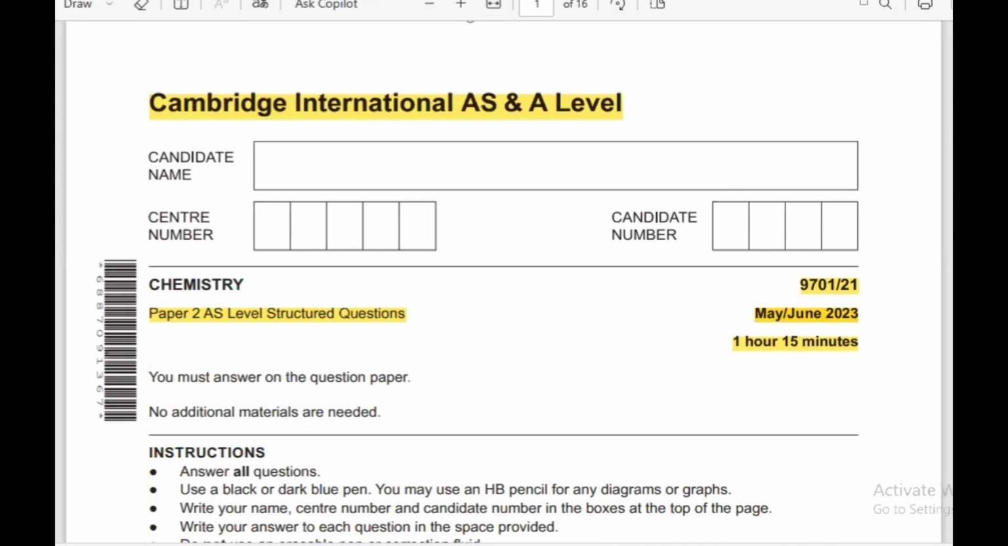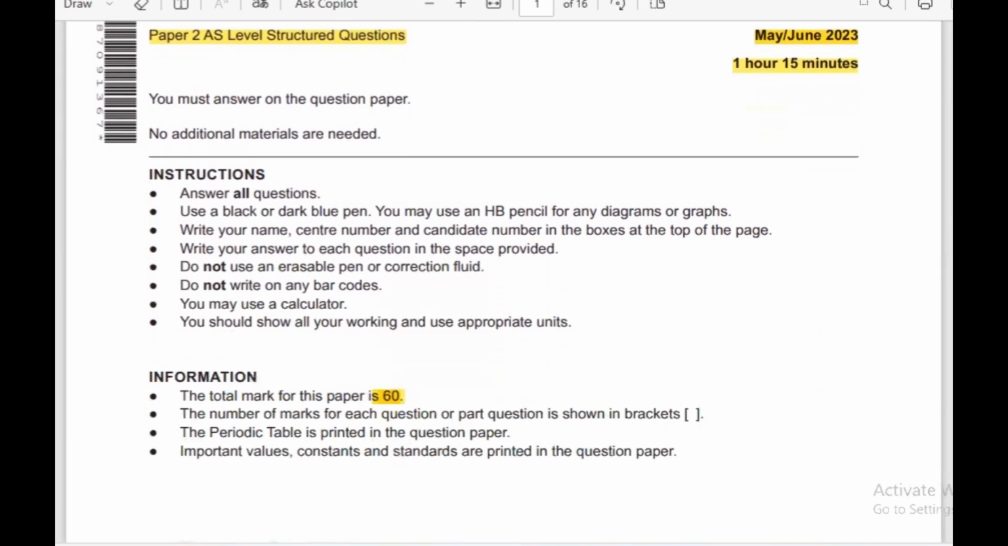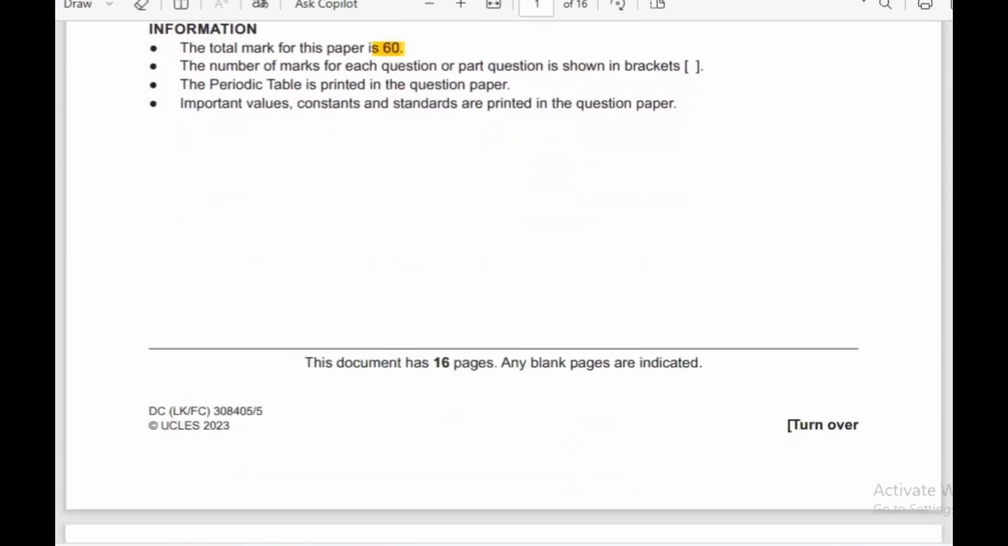Today we're going to discuss the Cambridge International AS and A Level, paper 21. The subject code is 9701, May-June 2023. This paper contains 60 marks. Let's start from question number one.